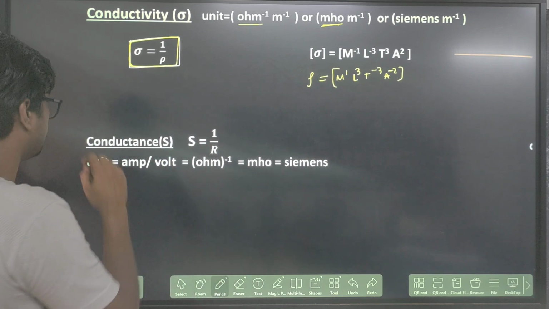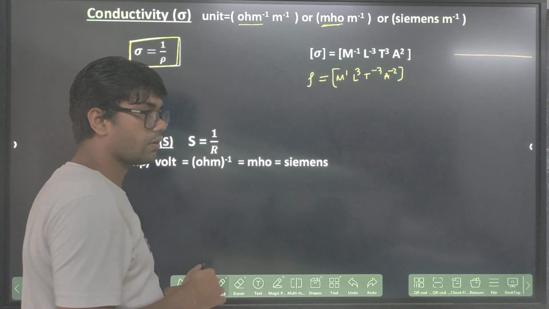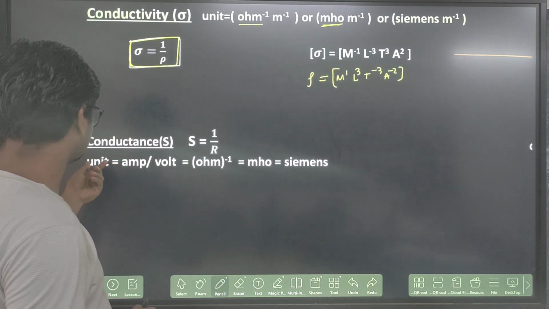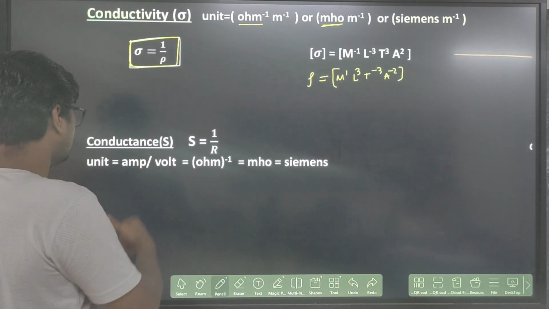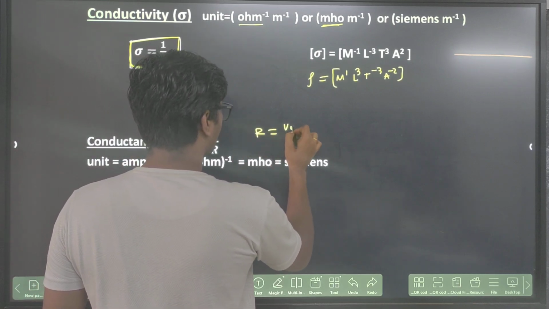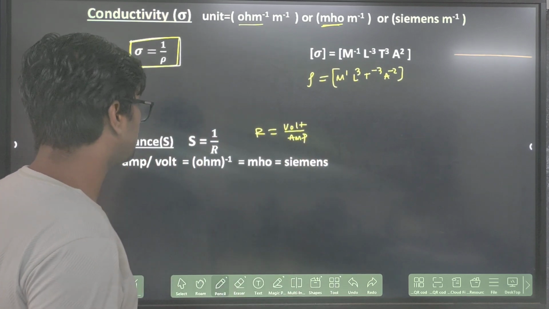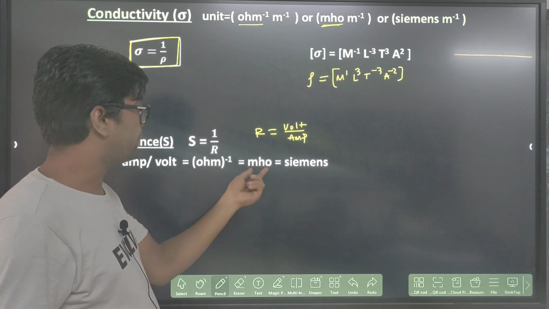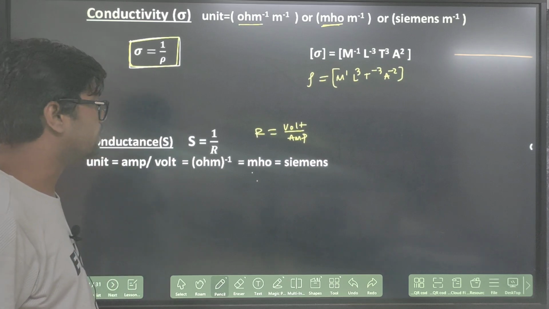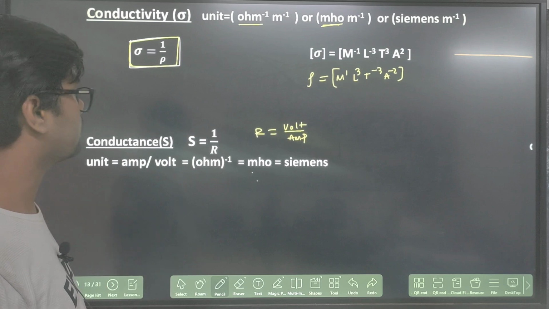Then there is another term that is called conductance. Conductance is defined as 1 by R, or the reciprocal of the resistance. The unit of the reciprocal of resistance is ampere per volt. For resistance we know it is volt per ampere. Here it is ampere per volt, or ohm inverse, or mho, or Siemens. This is the unit of the conductance, and you can easily find it out, right?